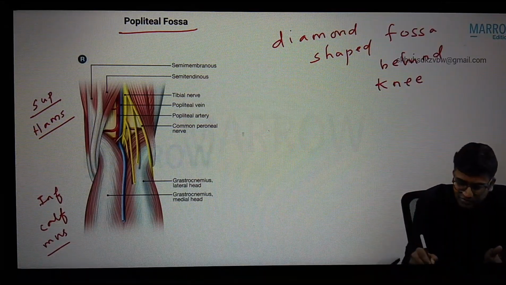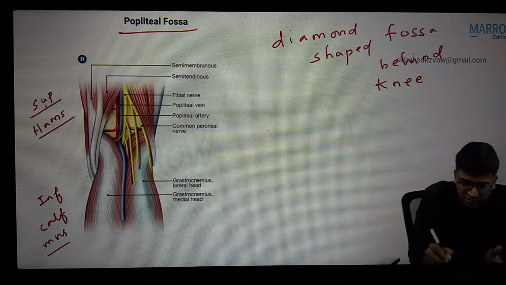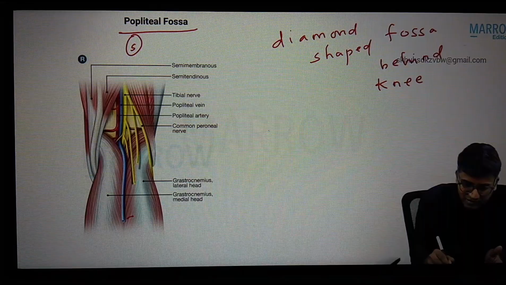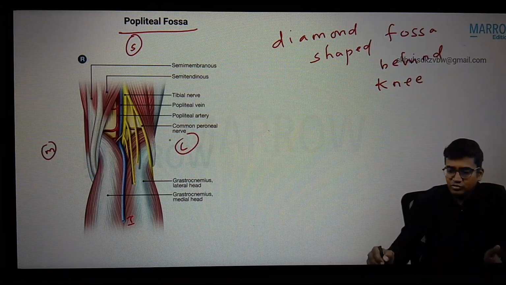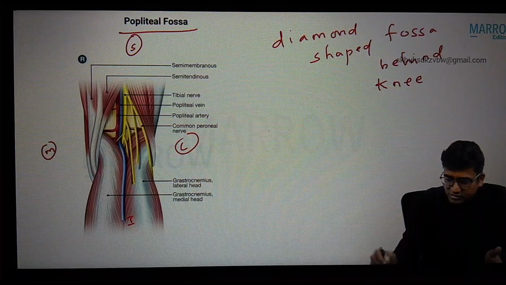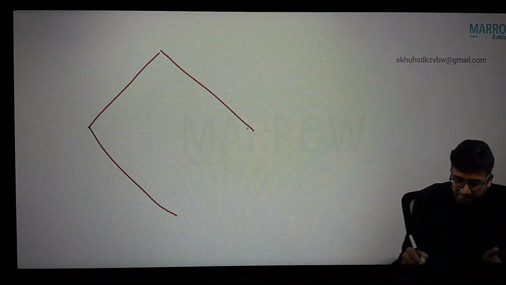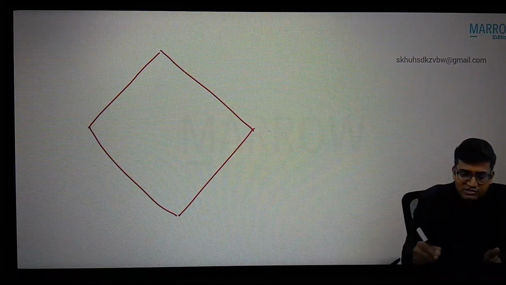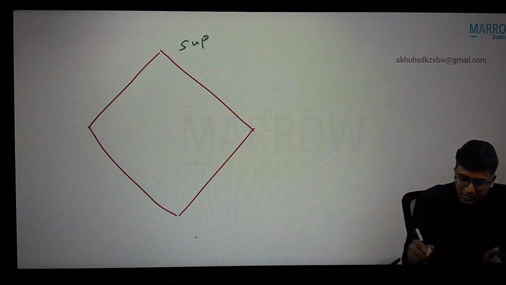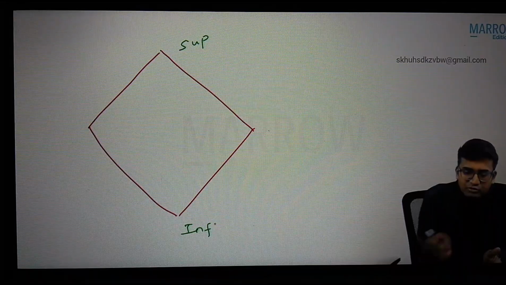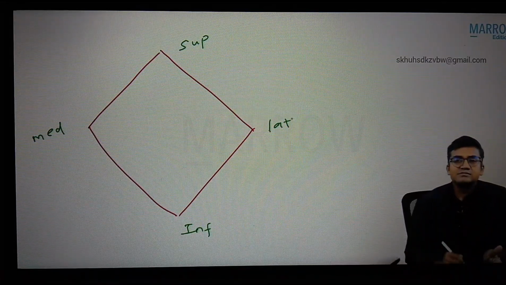Okay. Now, we're going to see the boundaries for this fossa. Now, this is superior and this is inferior. This is medial and this is lateral. So, we're going to draw a line diagram. So, now this is the diamond-shaped fossa. Now, this is superior and this is inferior. Now, we assume this is the medial side. This is medial side and lateral side.